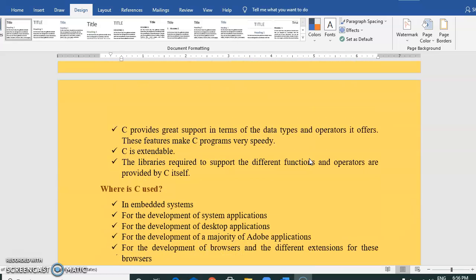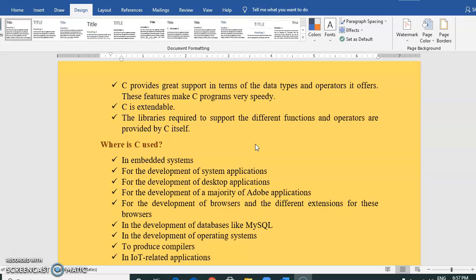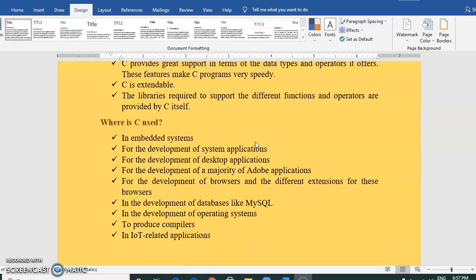The next feature is that C provides great support in terms of the data types and operators it offers. These features make a C program very speedy. C is an extensible language, and the library required to support the different functions and operators is provided by C itself. So these are the features of the C language. So friends, where is C used?